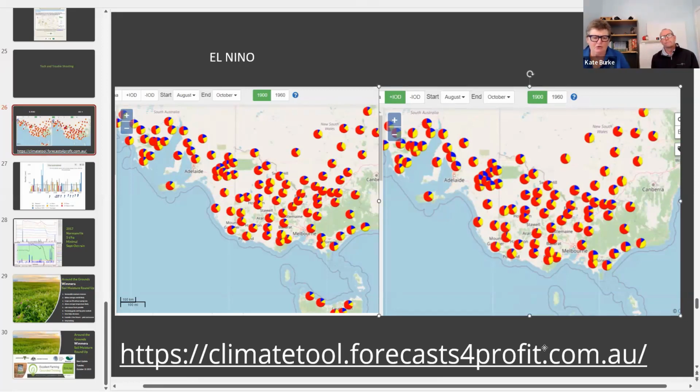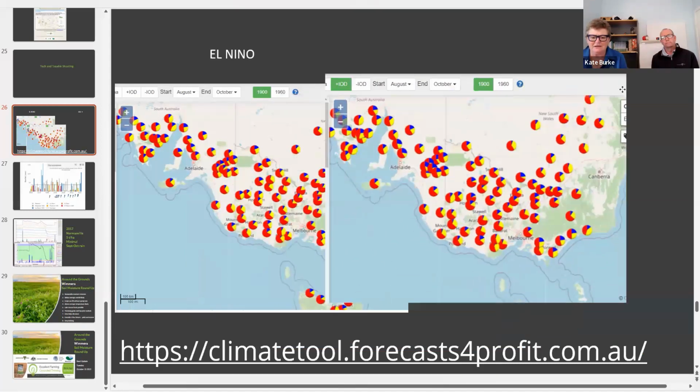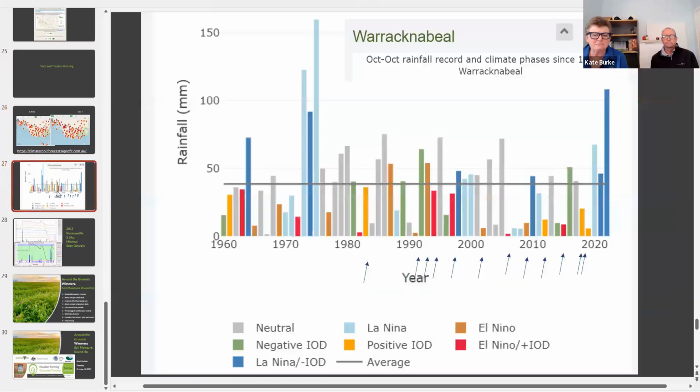To have a look at your particular area, I really recommend going to the Climate Tool Forecast for Profit, a GRDC funded site, with a lot of work being put in there by the climate team from AgVic and also from SARDI. This is one of the useful tools on that site. So I've gone in and asked, what does October rainfall look like in climate phases since 1960 for Warwick Nabil? Each of these colours is a different climate phase.